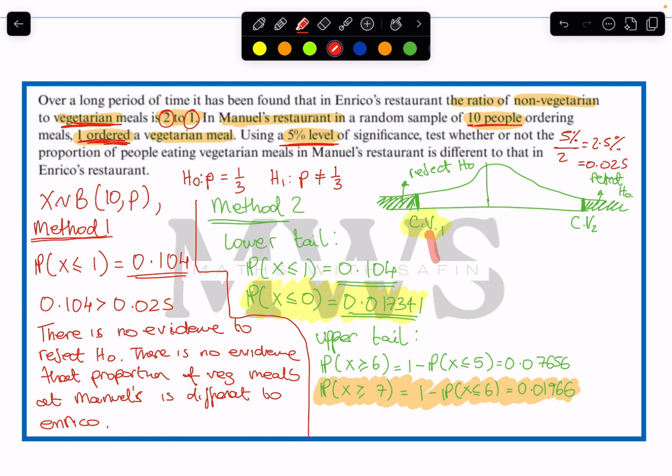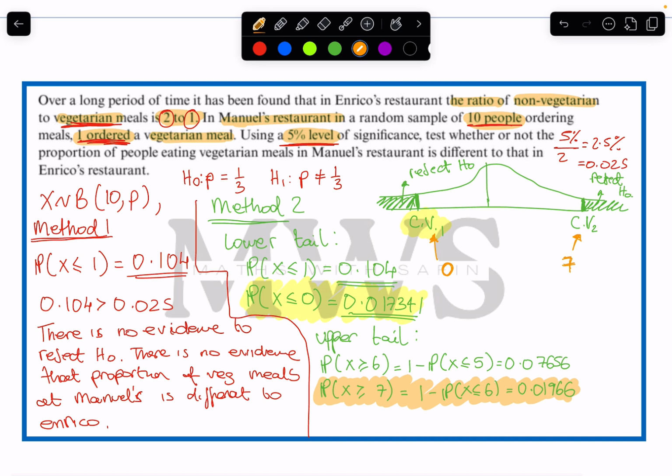Therefore, what does that mean? My critical value for the bottom part is 0, and for the upper part, my critical value is equal to 7. So if I find a value of x that is greater than 7 or a value of x that is less than 0, then that falls in my critical region and therefore I reject H0.